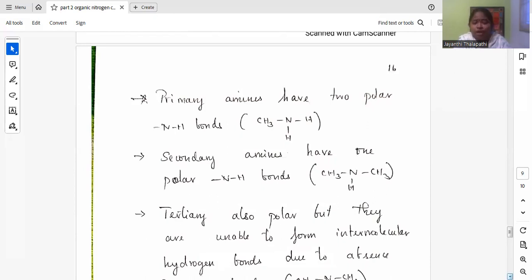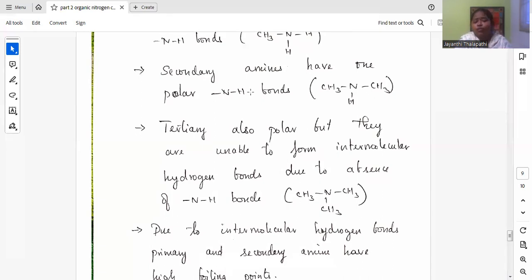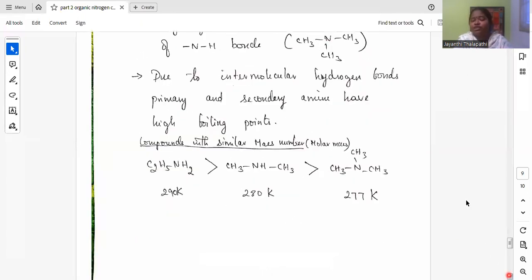Primary amines are polar because nitrogen is bonded with 2 hydrogens, so 2 replaceable hydrogens are there. Secondary amines have 1 replaceable hydrogen. Tertiary amines are also polar because nitrogen has a lone pair of electrons, but they are unable to form intermolecular hydrogen bonds because there is no replaceable hydrogen, an absence of N-H bonds. Due to intermolecular hydrogen bonds, primary and secondary amines have higher boiling points.